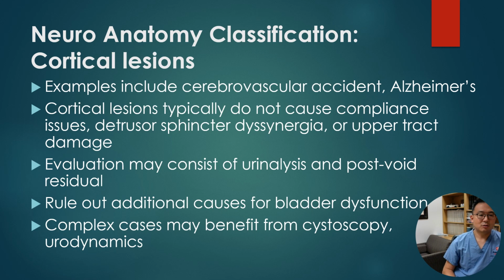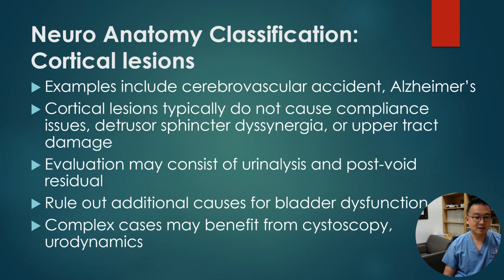So if we look at neuroanatomy classifications, let's first look at cortical lesions or suprapontine lesions. And these are things that are essentially in the brain. Examples include stroke, Alzheimer's disease, Parkinson's disease, things like that. And cortical lesions typically do not cause compliance issues, detrusor sphincter dyssynergia, or upper tract damage. These patients typically exhibit neurogenic detrusor overactivity with synergistic voiding. These are considered low-risk patients, and evaluation may consist of urinalysis and post-void residual.